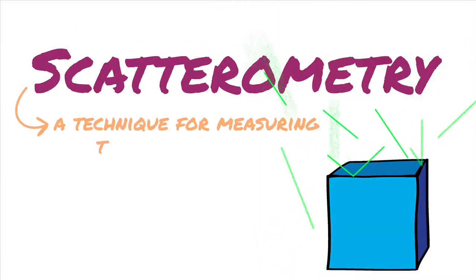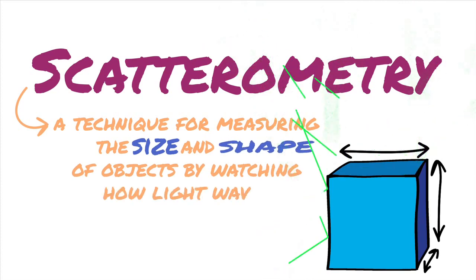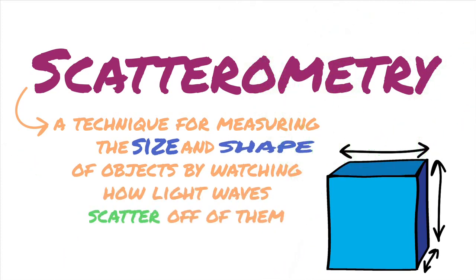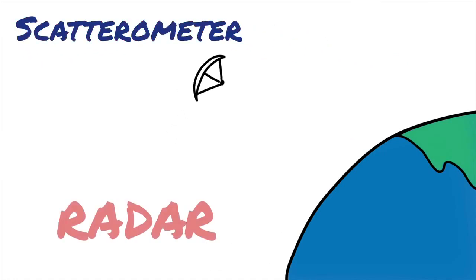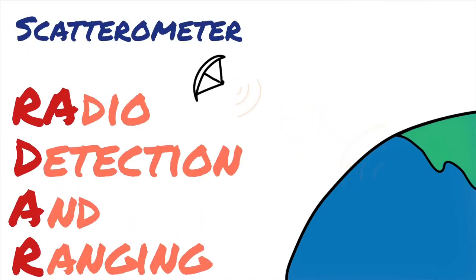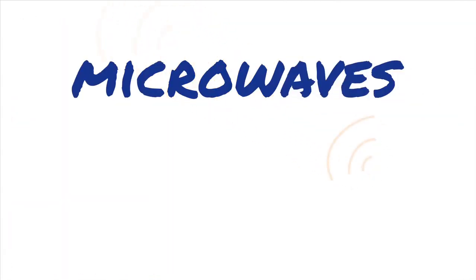Scatterometry is a technique for measuring the size and shape of objects by watching how light waves reflect or scatter off of them. Looking at the Earth from space, a scatterometer uses radar to send pulses of light down to the surface and measures how much bounces back. To study ocean winds, we use a very specific kind of light, microwaves.